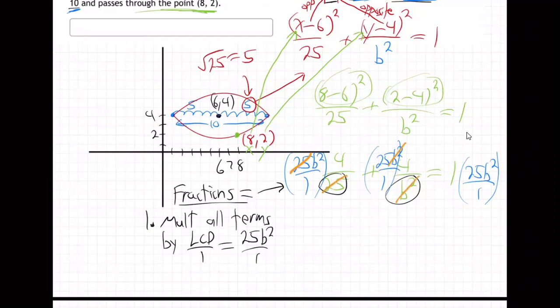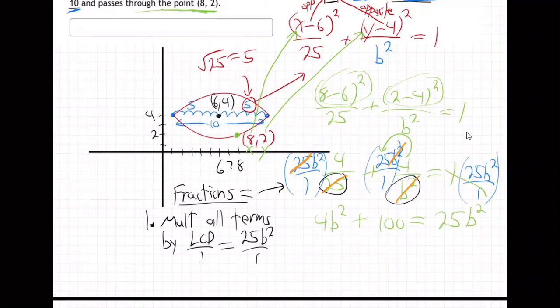All right, let's see what we have left over. What do we have remaining? We have 4b squared, right? The 25s are gone. Over 1, we don't need that. And here, 4 times 25 is 100. Over here, the 1's cancel, and it's just 25b squared. That good? No more fractions, huh?